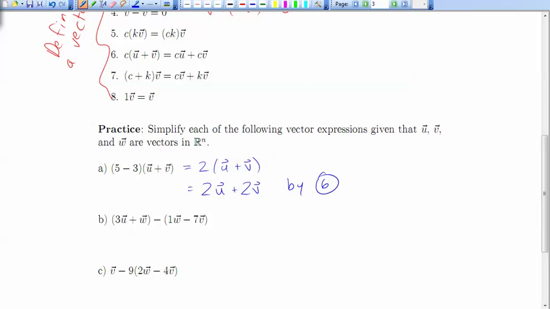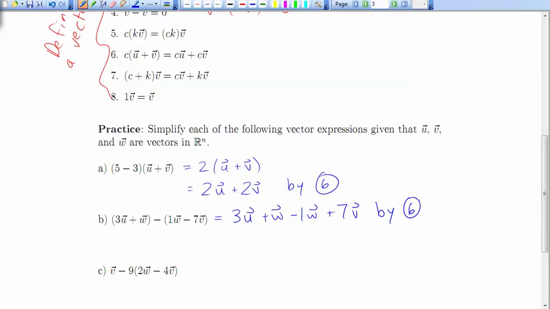Okay. For the next one, what we can do is we've got that negative 1 scalar in front of the second pair of brackets. Again, by law number 6, we can just distribute it in. And those first set of brackets really aren't serving any purpose. So we can just write this as 3u plus w plus negative 1w plus 7v. And this is by law number, or property, 6.